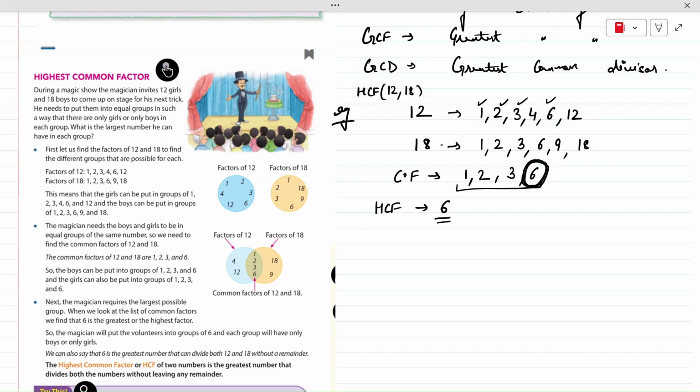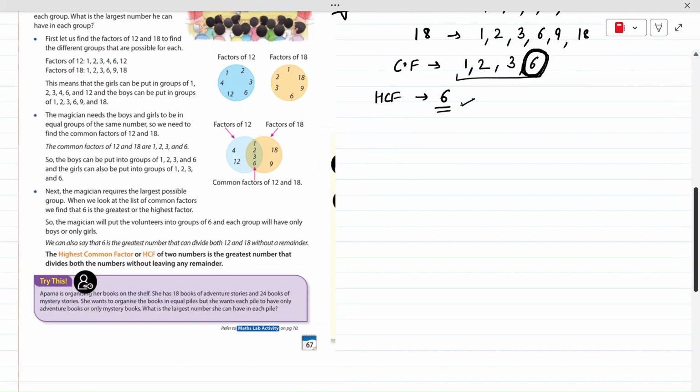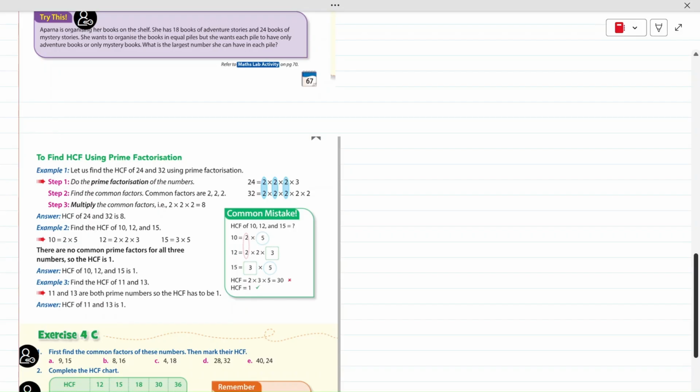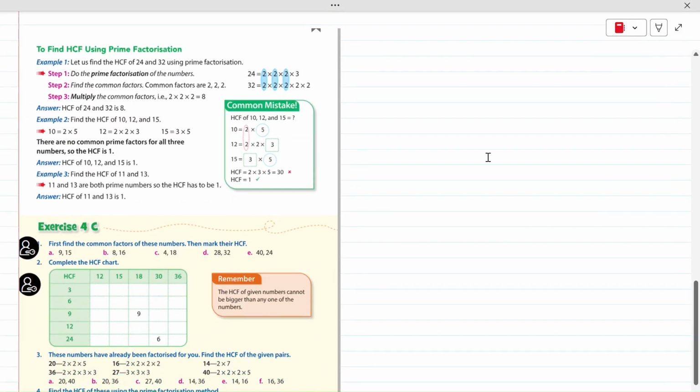There will be no remainder, and out of all the factors, 6 is the greatest factor and common to both of these numbers. Okay, so this is the concept of HCF, kids. And now let us find out HCF. We have two methods to find HCF.